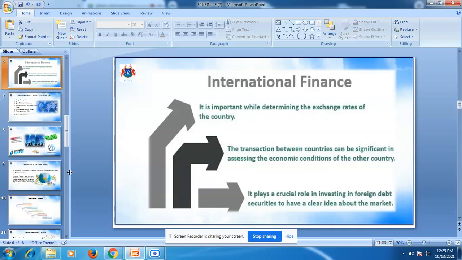Then, in this diagram, I have already explained the definition of international finance. This definition is divided into three parts. The first part is that it is important in determining the exchange rate of the current country. The second part is that transactions between countries can be significant in assessing the economic condition of the other country. And the last part is that it plays a crucial role in investing in foreign debt securities to have a clear idea about the market.